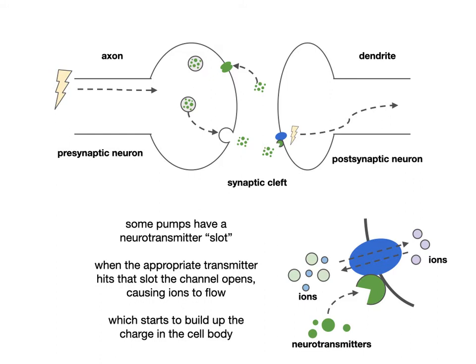And then ultimately what that does is it causes a charge to build up in the cell body of the postsynaptic neuron. Now, lots of axons might hit the same set of dendrites. It can be many to one. It can be one to many. There's a lot of ways to connect neurons in the brain, but this is the basic interaction between them.